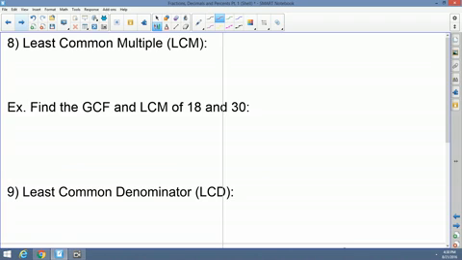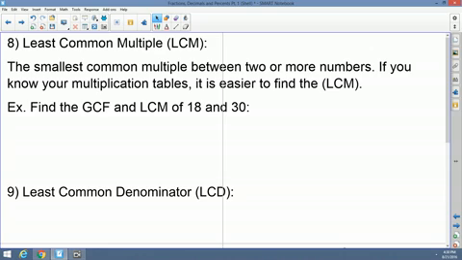Okay. Least common multiple. Well, the least common multiple is the smallest common multiple between 2 or more numbers. If you know your multiplication tables, it's easier to find the LCM. Okay? For example, I want to find here both the GCF and the LCM of 18/30ths. Now, in this particular case, it's not so easy to find the LCM. Okay, the GCF, it's pretty easy. The GCF here is going to be 6, but that's not really going to help me for my multiples.